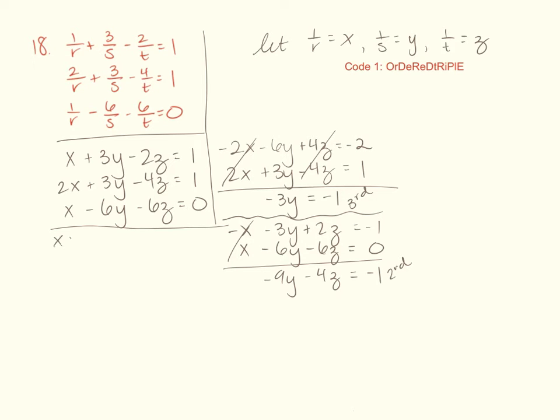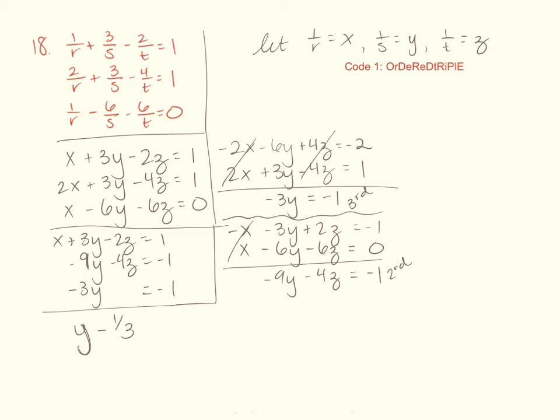So I'm going to copy my first, x plus 3y minus 2z is equal to 1. Copy my second, negative 9y minus 4z is equal to negative 1. And copy my third. So negative 3y is equal to negative 1. Now that I only have one variable left in my third equation, I'm going to solve for y by dividing everything by negative 3. So I end up with y equals 1/3.